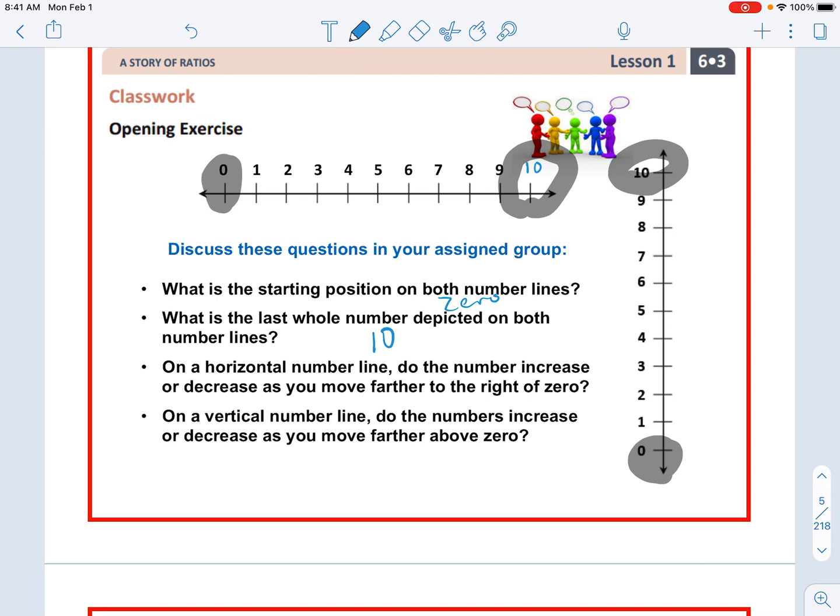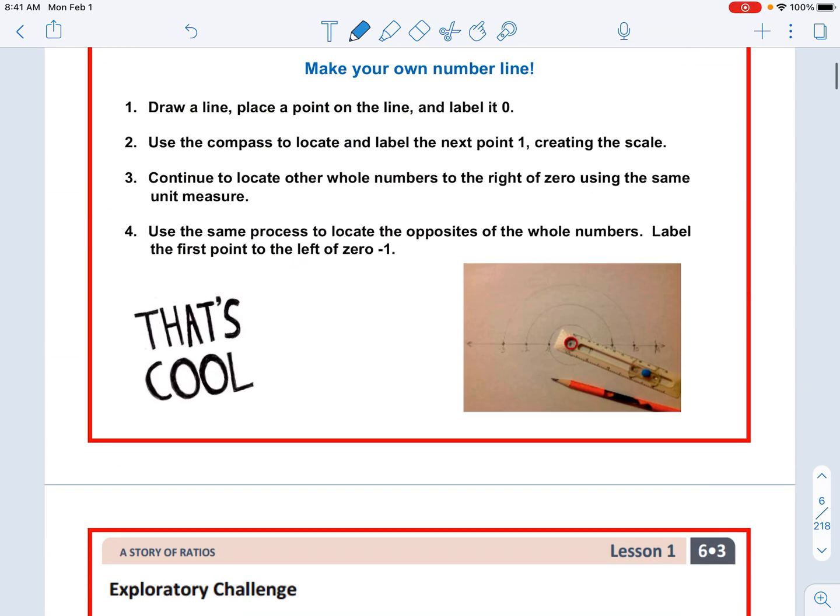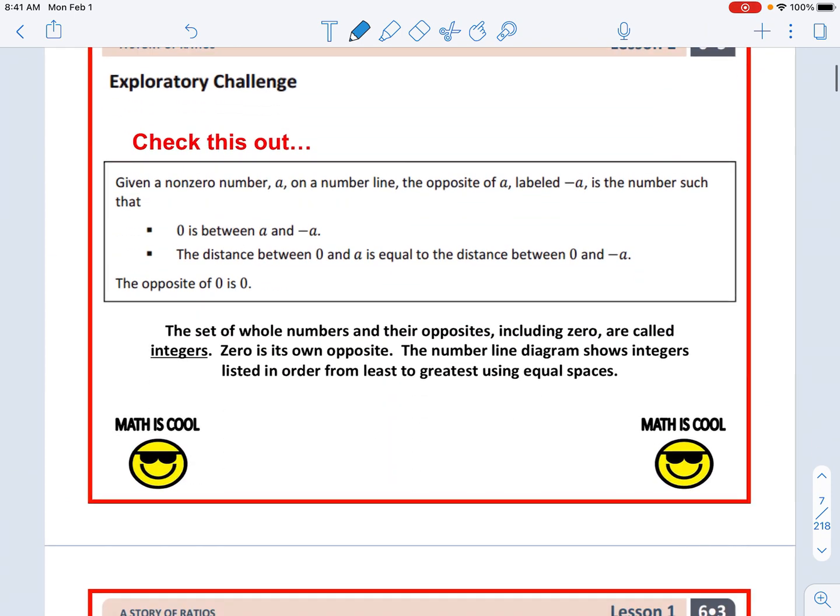Okay, on the horizontal number line, which is this one, do the numbers increase or decrease as you move farther to the right of 0? Well, they're going to increase. And the last question, on a vertical number line, do the numbers increase or decrease as you move farther above 0? If you're moving above 0, you are also going to increase. Okay, let's go ahead and keep on going.